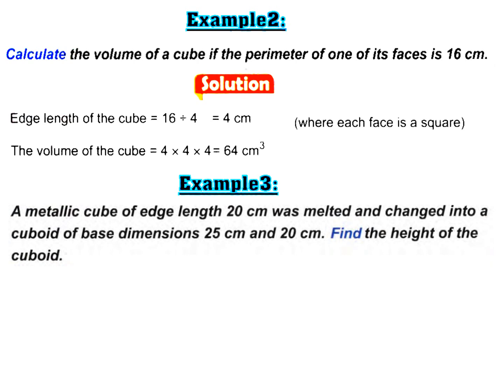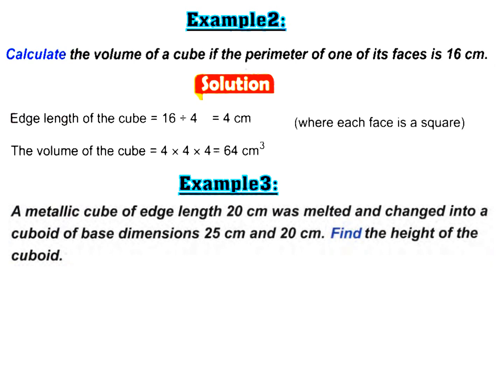A metallic cube of edge length 20. This means that s equals 20 centimeters. It was melted and changed into a cuboid of base dimensions 25 centimeters and 20 centimeters. Find the height of the cuboid.